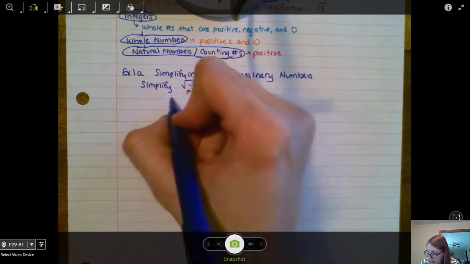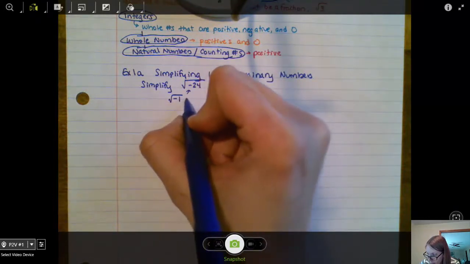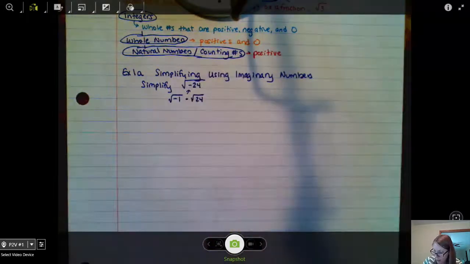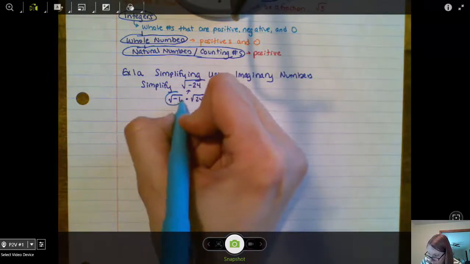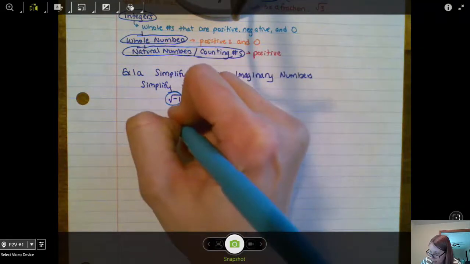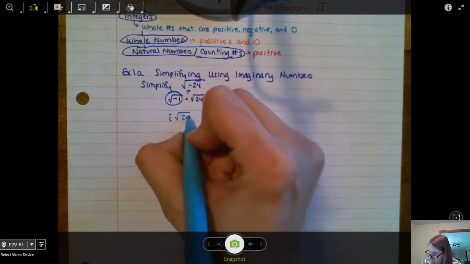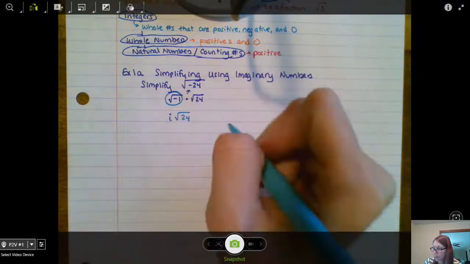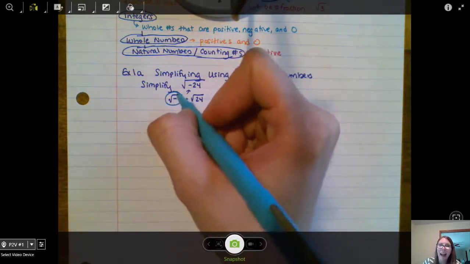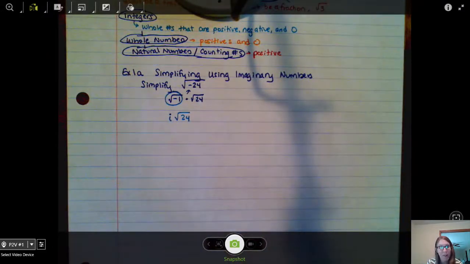My first thought is the square root of negative 24 is the same thing as the square root of negative 1 times the square root of 24. And the square root of negative 1 here, what we just learned right above, the square root of negative 1 is i, this imaginary number i. i times the square root of positive 24. All right, so basically anytime we see this negative under the square root, we're going to pull an i out of our radical. But then we simplify our square root of 24 like normal.